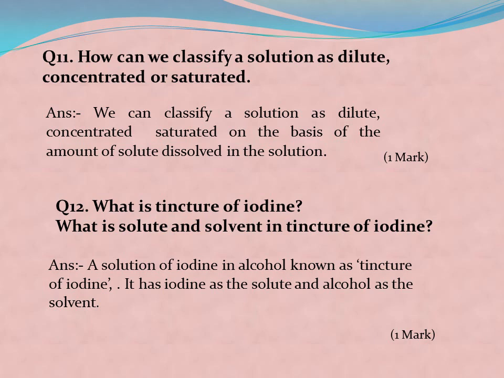Question number 12. What is tincture of iodine? What is the solute and solvent in tincture of iodine? Answer: a solution of iodine in alcohol is known as tincture of iodine. It has iodine as the solute and alcohol as the solvent.